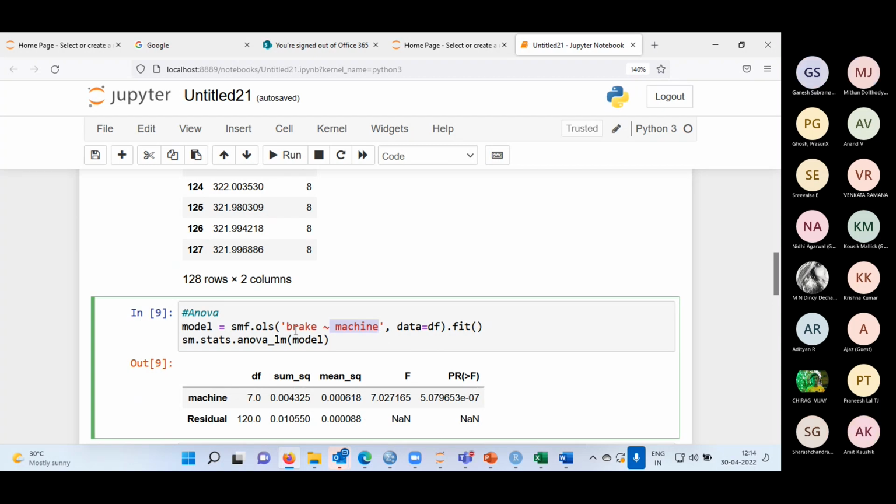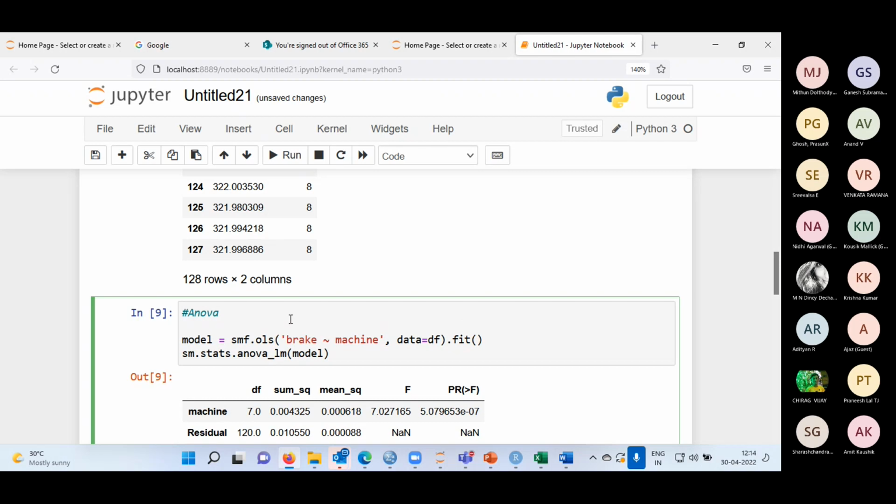So what it is actually doing is that the variable break is broken down by 8 different categories. And for 8 different machines, it is finding out whether the average disc brake diameter is the same or not. So the general syntax is simply smf.ols, where you can give any scale variable broken down by a categorical variable, with the tilde symbol in between. This should be the general syntax.